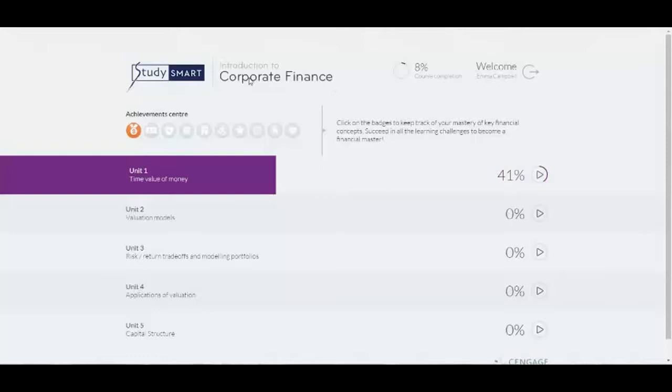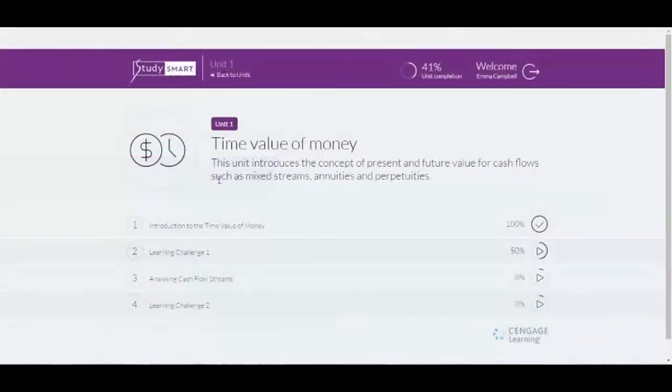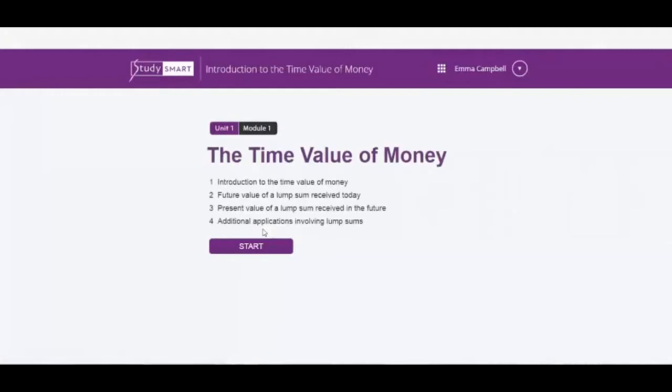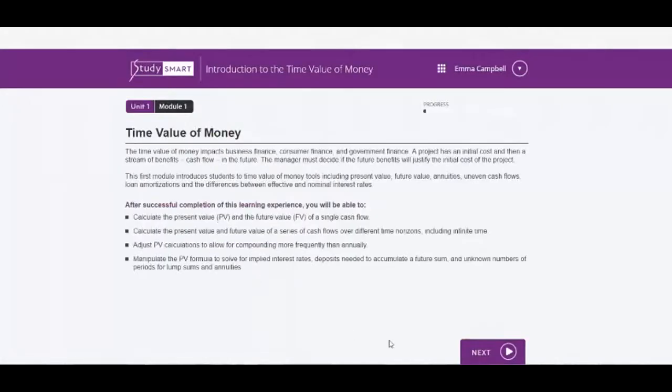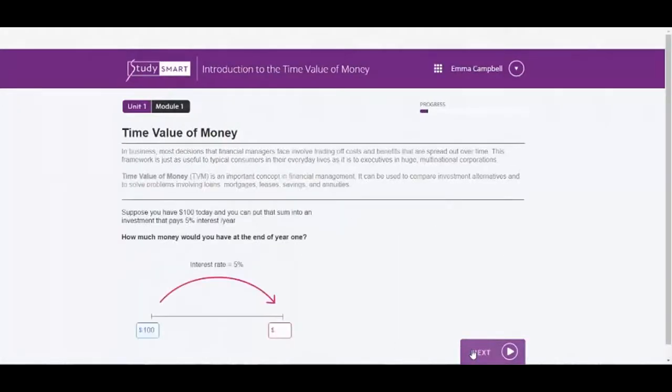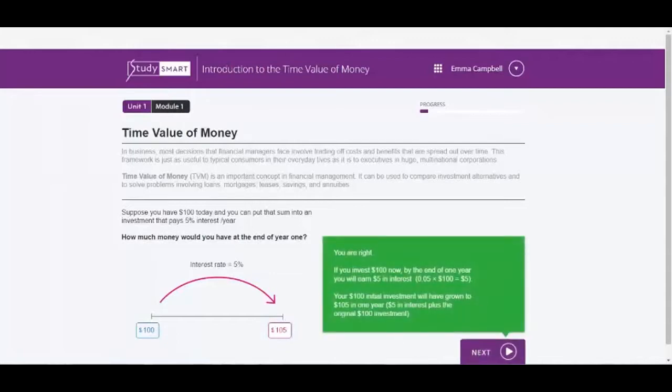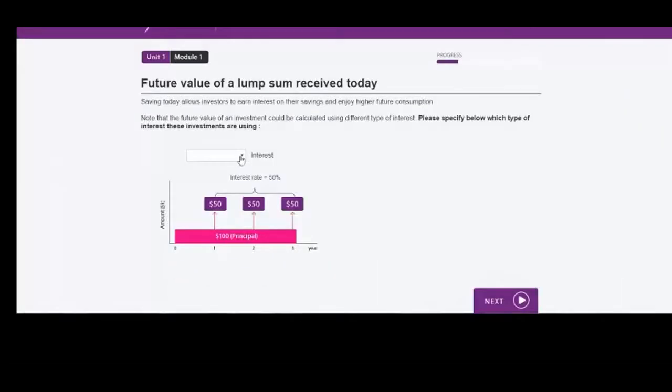Let's take a look at the first unit. Each unit is broken up into a module or a lesson, then followed by a challenge. We're going to take a look at the first lesson, the time value of money. Students are given an introduction to the concept at hand and are given the first question. All responses are recorded in the gradebook. Detailed feedback is given with an explanation and a formula when the student correctly or incorrectly answers the question.